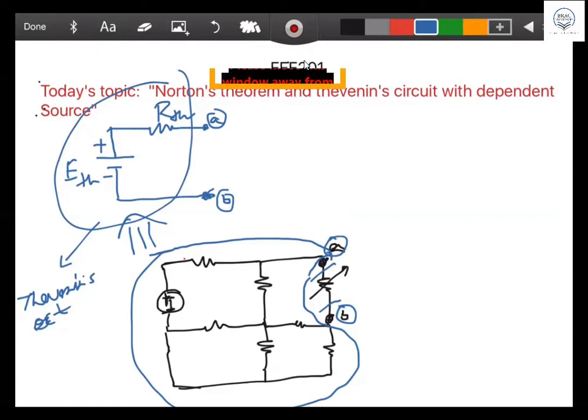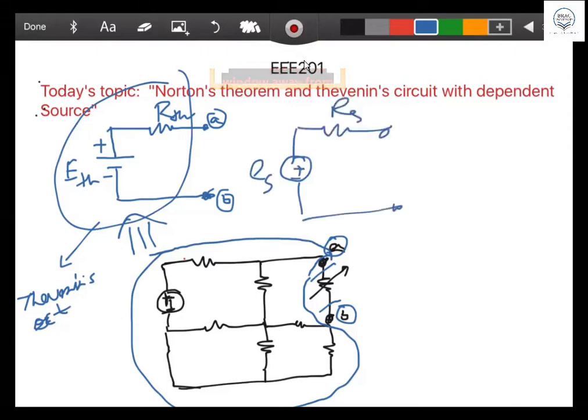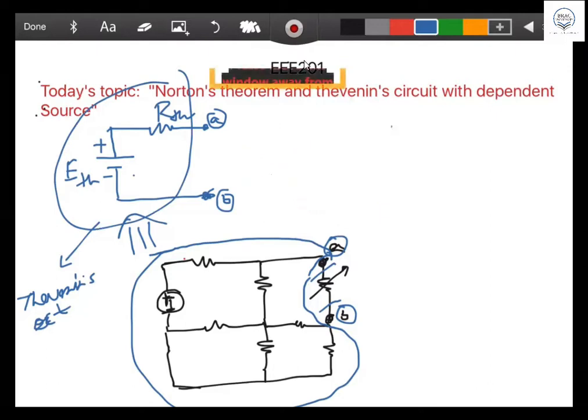I'm just drawing again. In our voltage source we have written ES, and our resistance we have written RS. This is our voltage source, as we did in the source transformation case. So this is Thevenin's voltage, and this is Thevenin resistance. Actually, nothing else. So I think everybody should understand. Now Thevenin's equivalent circuit is similar to a voltage source.